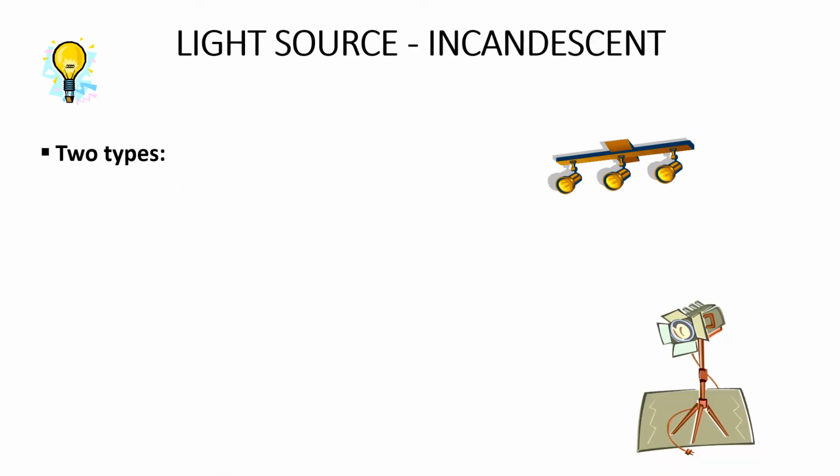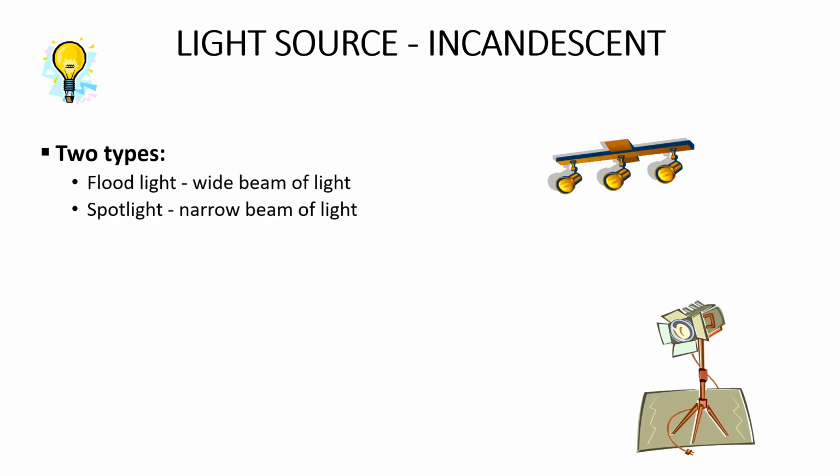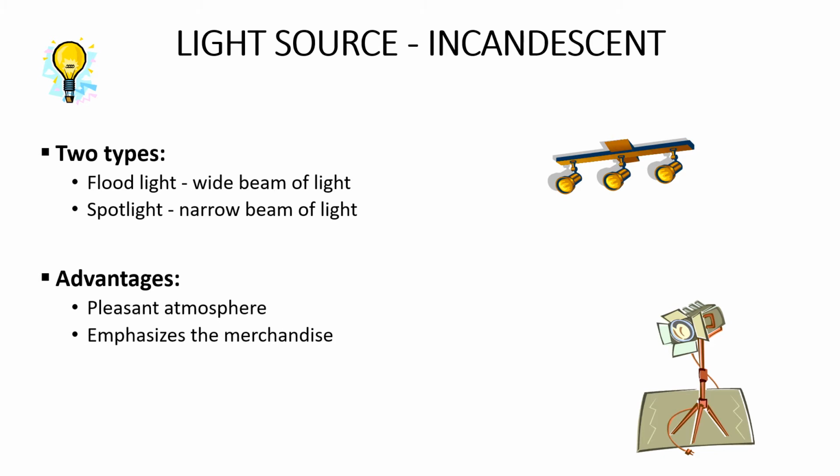There are two types of incandescent lights. Floodlight, which throws a wide beam of light. Spotlight, which throws a narrow beam of light to highlight an object. The advantages of incandescent light: pleasant atmosphere and it emphasizes the merchandise. And the disadvantage of standard incandescent light is its maintenance cost.